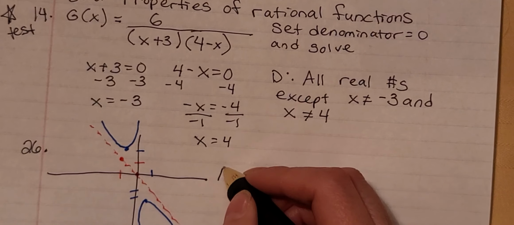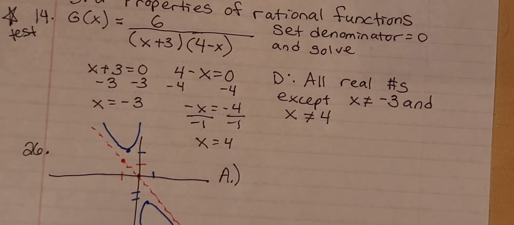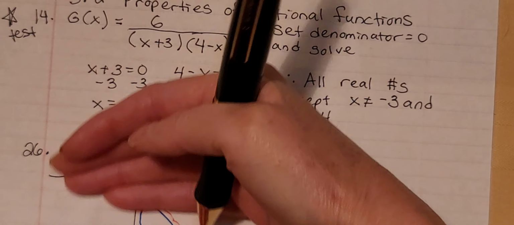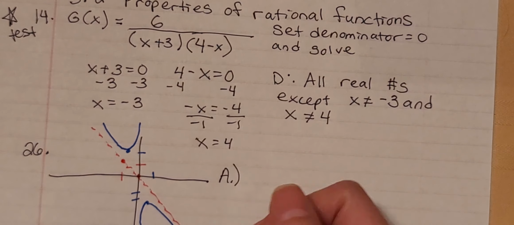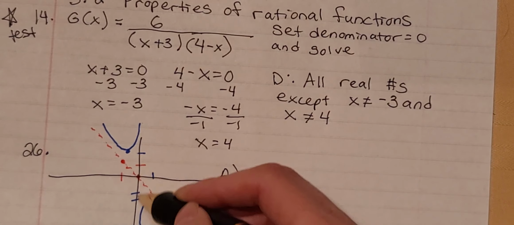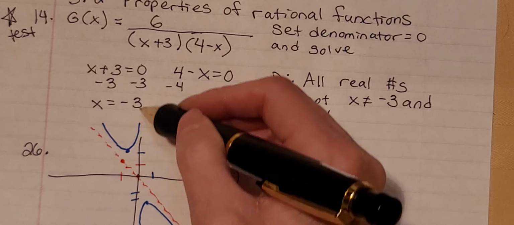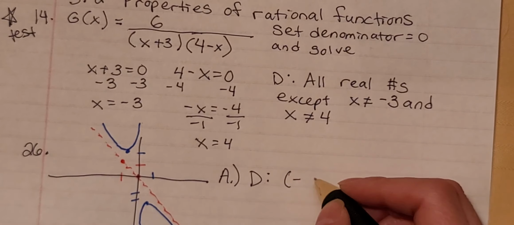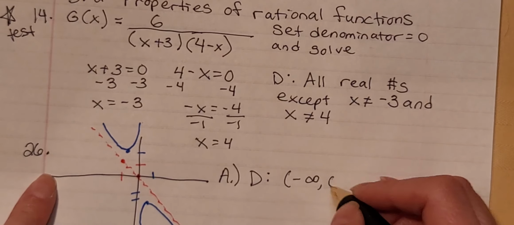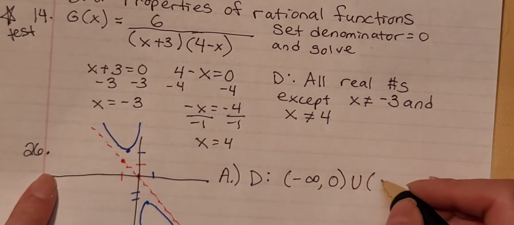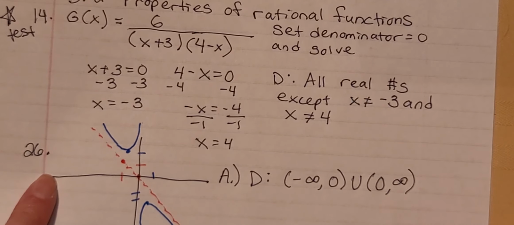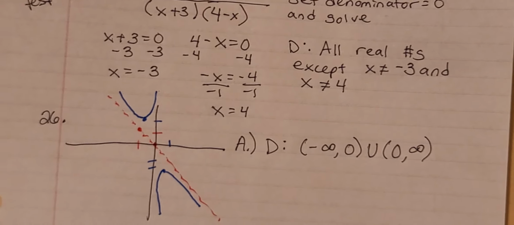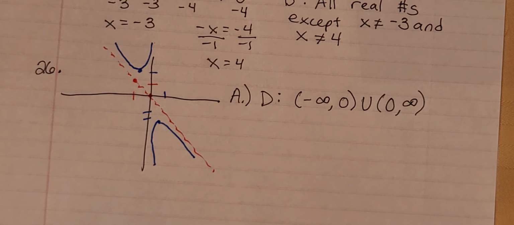All right, question A asks, what is the domain and the range of the function? Okay, so domain is the x values going this way. So it's going to be everything except for right here, because it's never going to cross the y-axis. So your domain is going to be negative infinity to 0, union 0 to infinity.